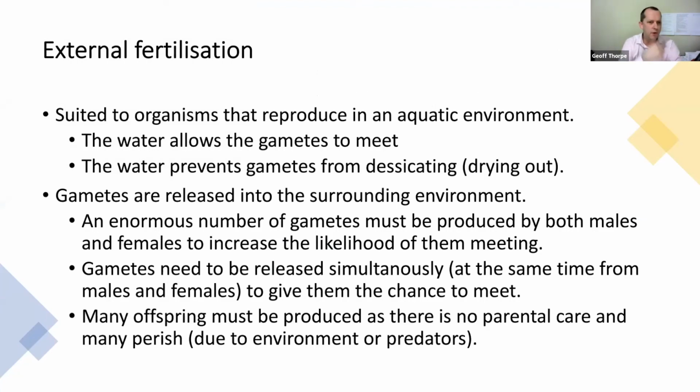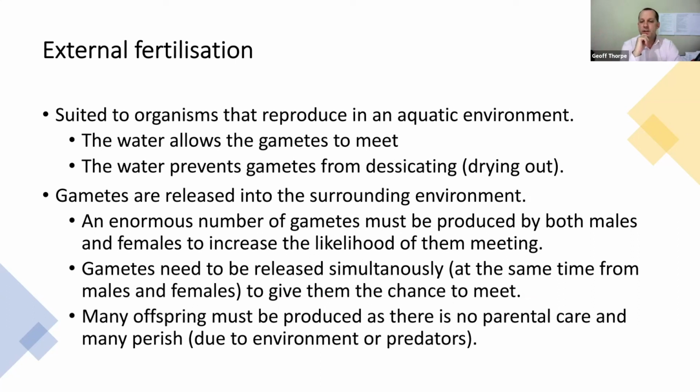So a little bit more on what I spoke about there. External fertilization is suited to organisms that reproduce in an aquatic environment, in water. The water allows the gametes to meet. The water also prevents the gametes from desiccating, or drying out. Gametes are released into the surrounding environment. It's not internal, they just release it into their external environment. We need a big number, so an enormous number of gametes is produced by both males and females to increase the chance of two gametes actually meeting.